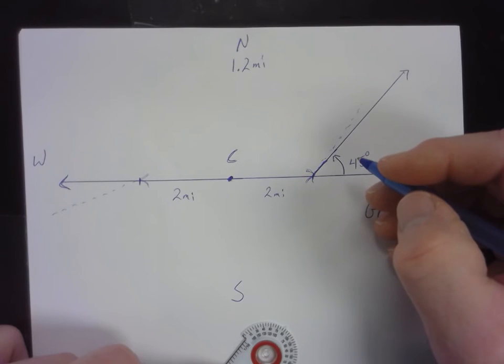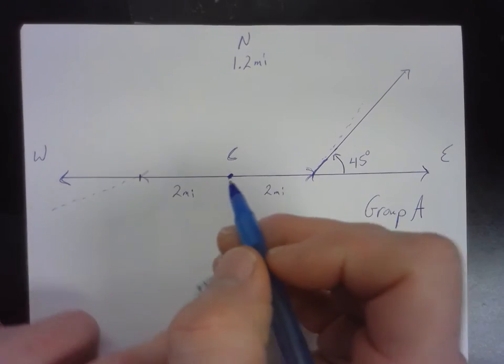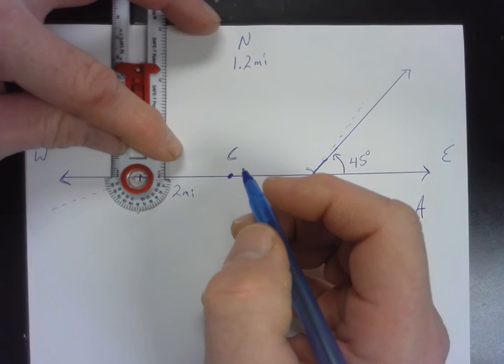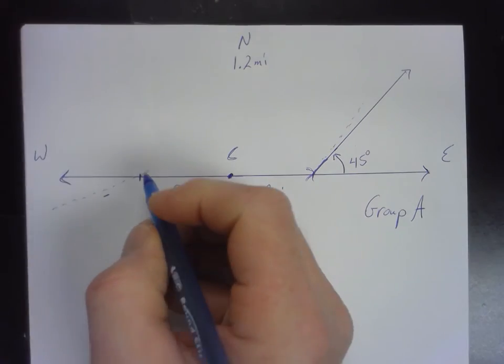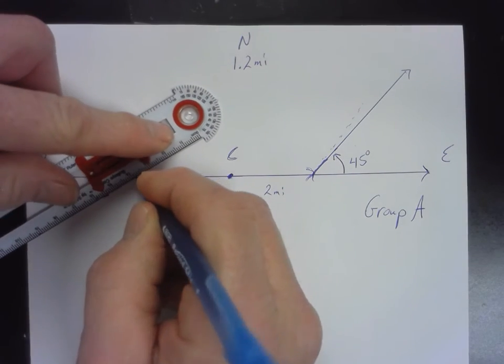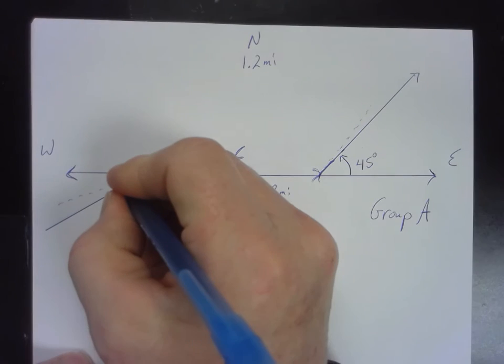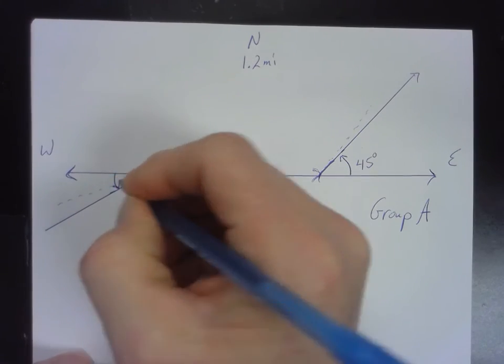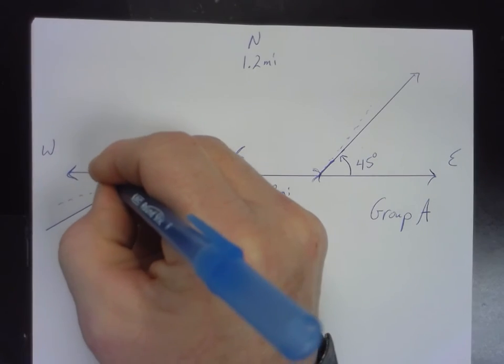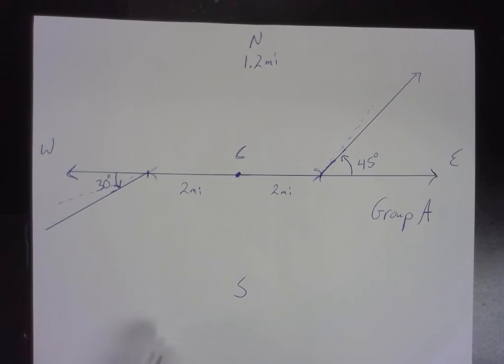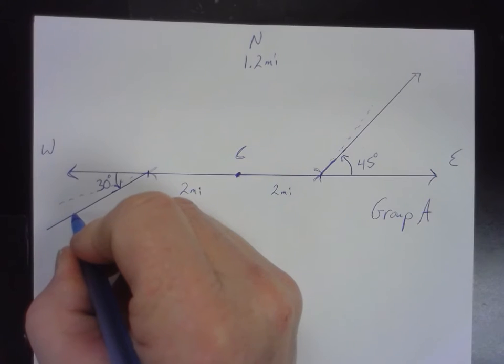Group B starts due west and then turns 30 degrees toward south. So these guys over here, they go 2 miles, then they turn 30 degrees toward the south. So this direction. So they turn to their left 30 degrees. Then they travel 1.2 miles.